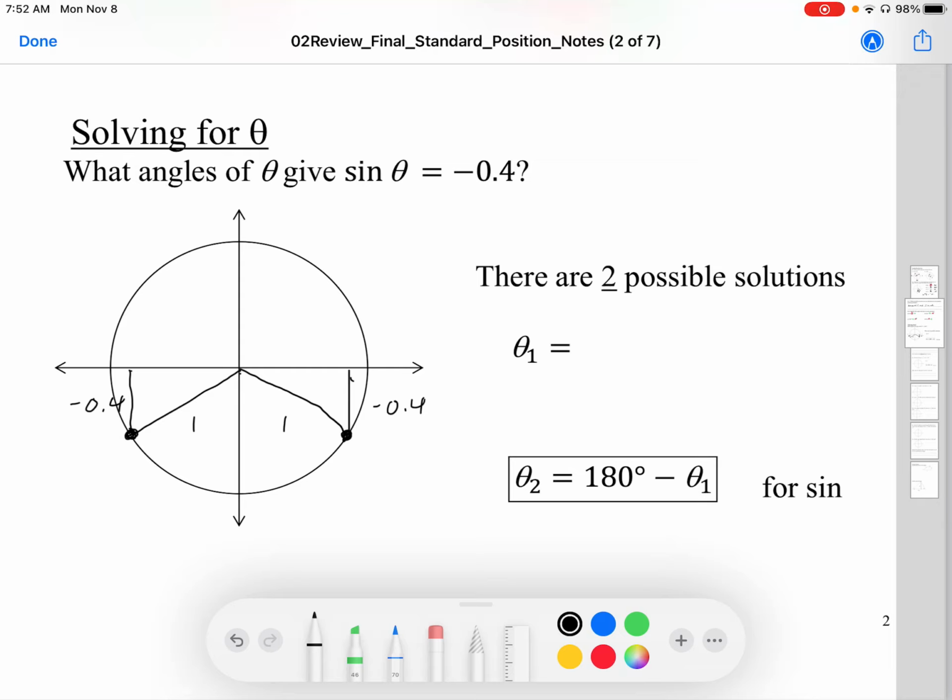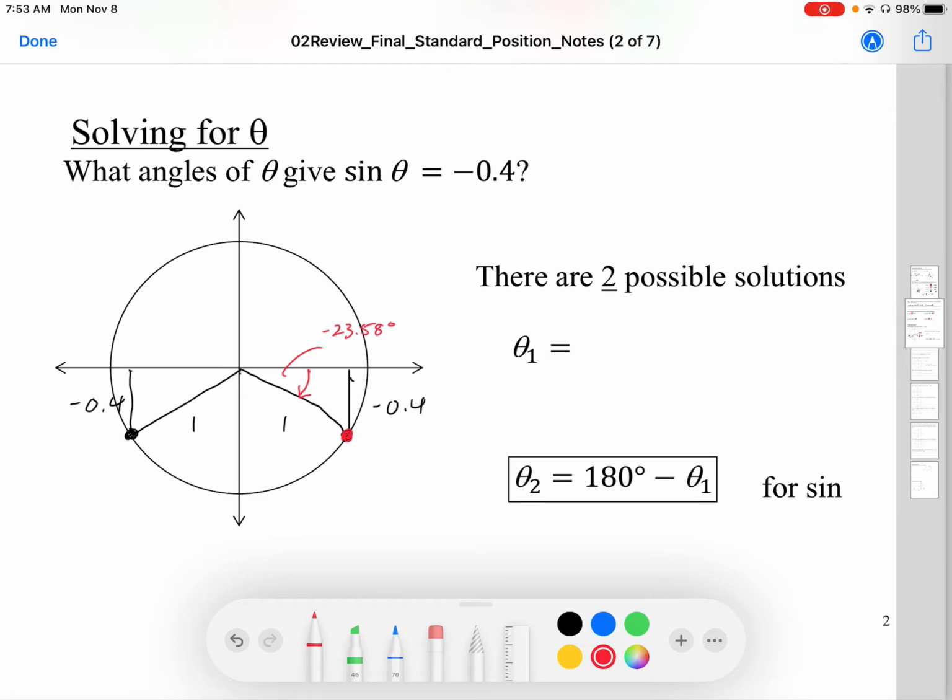Okay, so to solve for theta, we use our calculator, and we're just going to arbitrarily call that one theta 1. So going to my calculator, I go arc sine of negative 0.4, which is going to give us negative 23.58 degrees. So that happens to be this one here. So that's negative 23.58 degrees. Okay? And that's locating this red dot there.